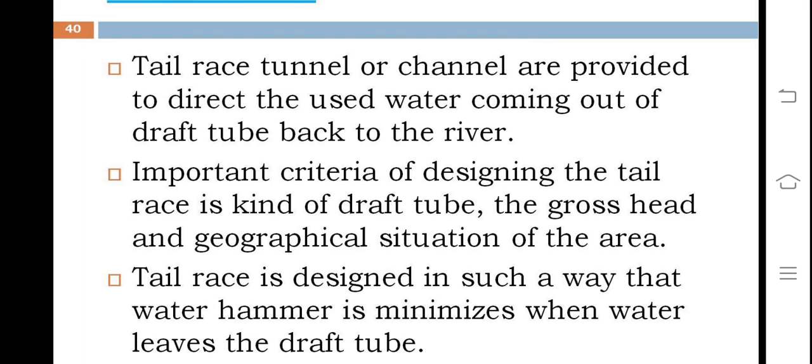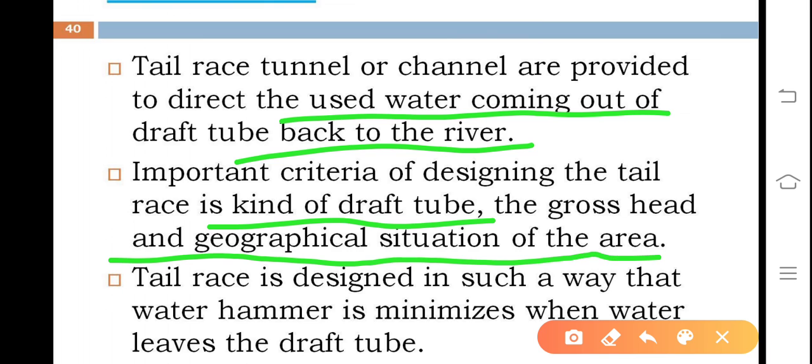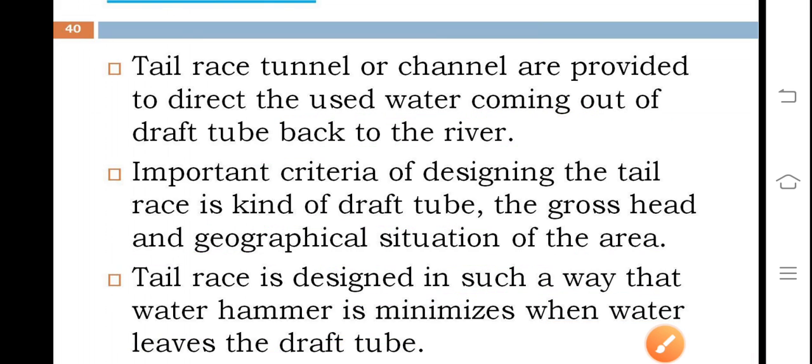Tail race, the last article in this. Tail race tunnel or channel is provided to direct the used water from the draft tube back to the river. I have already mentioned this thrice from the beginning of this class. So it can be pumped out into the head race, that is the reservoir. Important criteria for designing the tail race are the kind of draft tube, the gross head and geographical situations of that particular location. Tail race is designed in such a way that water hammer is minimized when water leaves the draft tube.